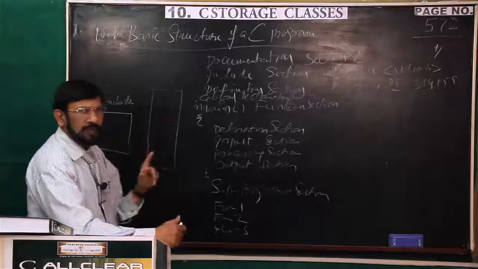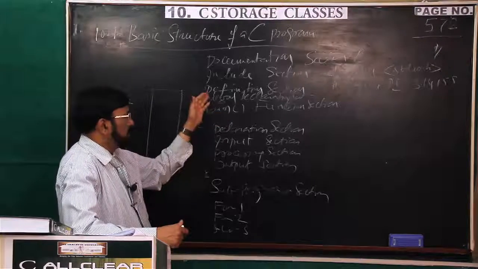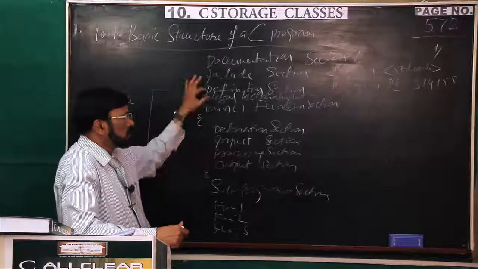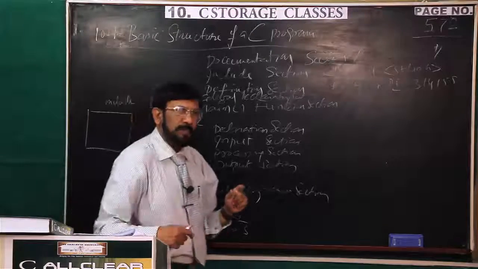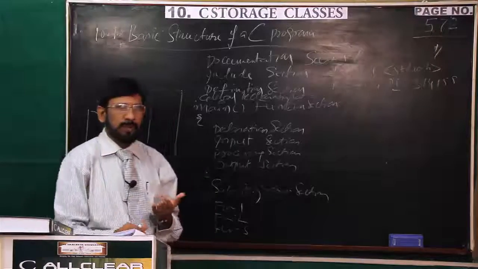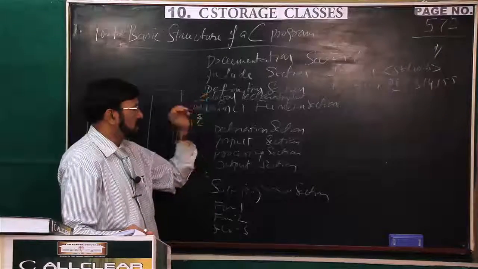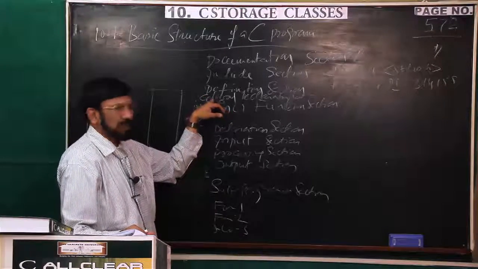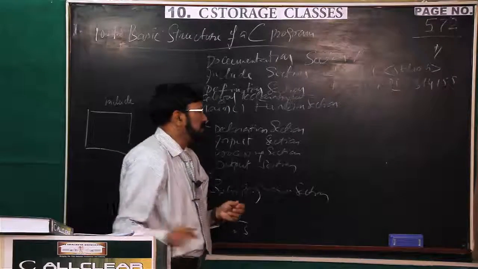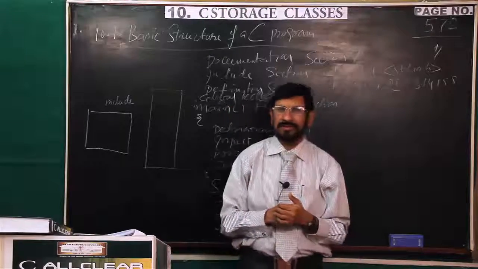Whenever you declare a variable above the main, that variable is called a global variable. So whenever you require to avail a particular variable throughout the program, then you can declare it as a global variable, and above the main you can declare. Thereafter, the main function section.